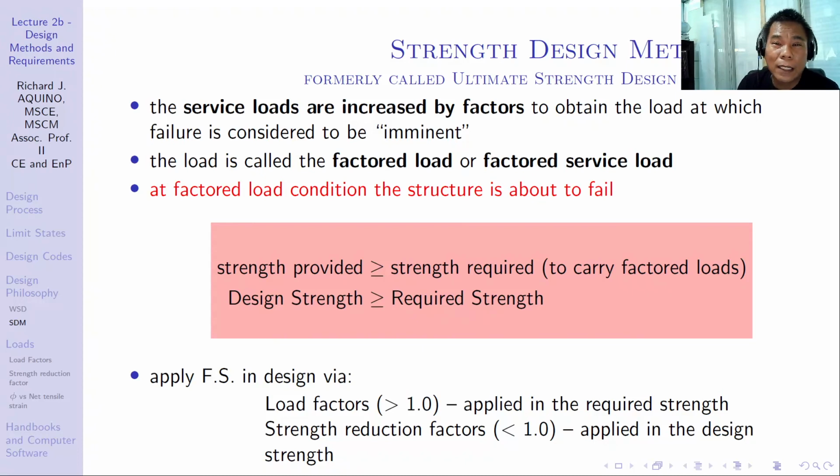So looking at this equation, design strength should be greater than or equal to the required strength. Normally, we multiply the design strength by the strength reduction factor, which is less than 1, and the required strength is multiplied by the load factor greater than 1.0.